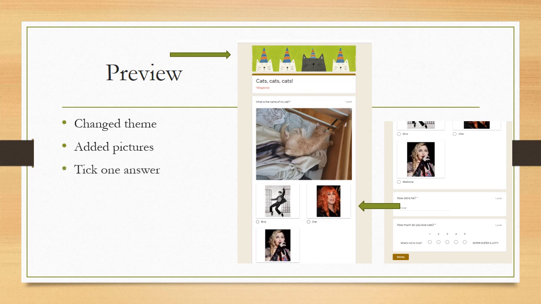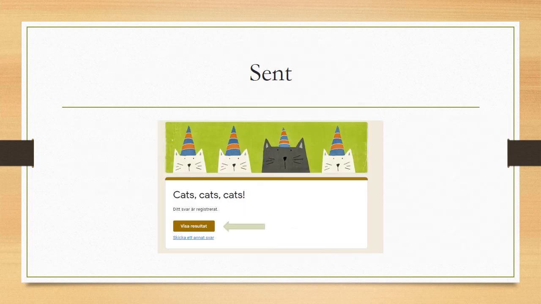And here you're supposed to just tick an answer that is correct. So in this case, Elvis. And then you've got the next question, which is how old is he and how much do you love cats? Once you've done all of the questions, and you can see there are red asterisks after each question, you click send down there at the bottom.